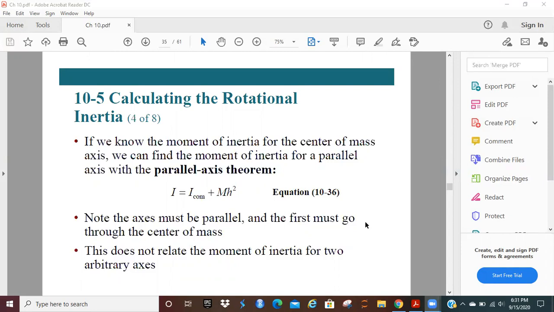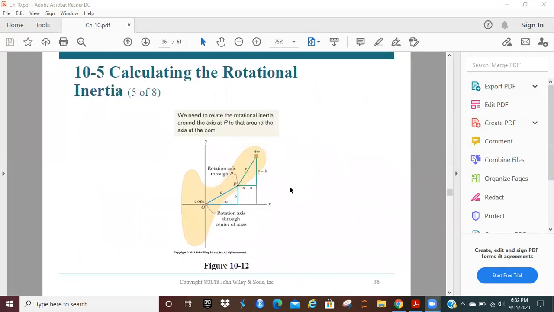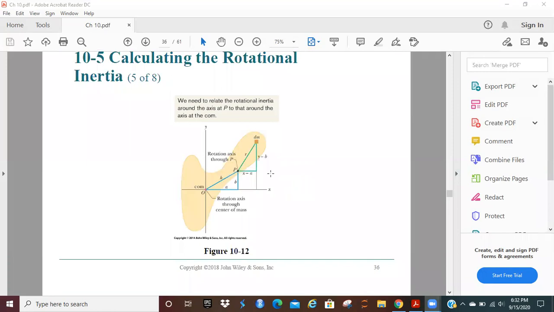In other words, they can't be perpendicular, they can't be askew. You just can't throw it out there and just say, well, this works. There are certain criteria that have to be met. So we need to relate the rotational inertia around the axis of P to that around the axis of the center of mass. So we have our relationships here.